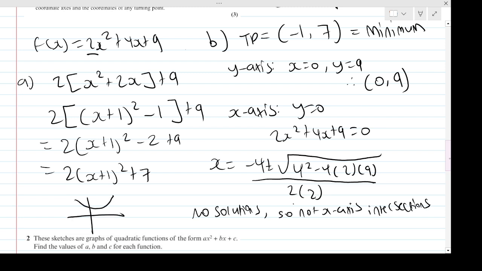But exactly where? Well, we're going to use the turning point and the y-axis to find the other bits of information we need. So the turning point, if we were to do the graph here then, x and y. Well, the y-axis intersection is going to be 0, 9.